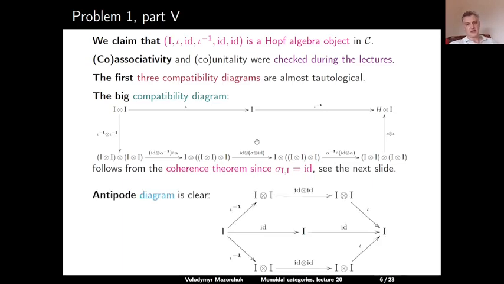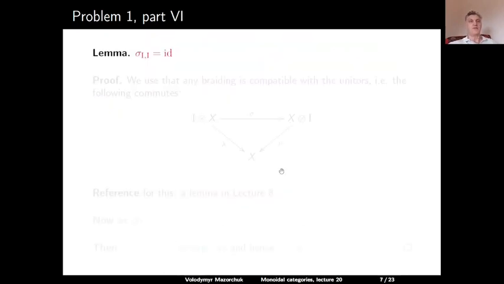And the antipode diagram is really easy. So in the middle, we just have the identity map from the identity to the identity. And here, the two other ways, our co-multiplication is the inverse of iota. Then we have the identity in the middle. And then the multiplication is iota. Of course, iota after the inverse is the identity map. So the antipode diagram is really clear. So to complete the proof, we just need to prove that our symmetric braiding sigma, when restricted to the identity object, is given by the identity map. Okay, let's prove this.